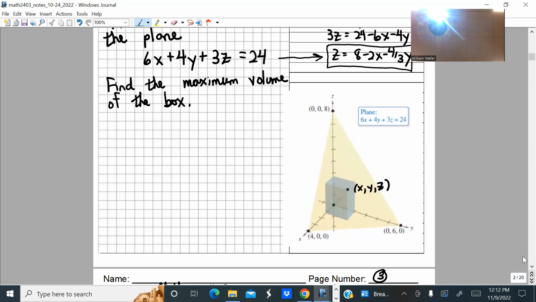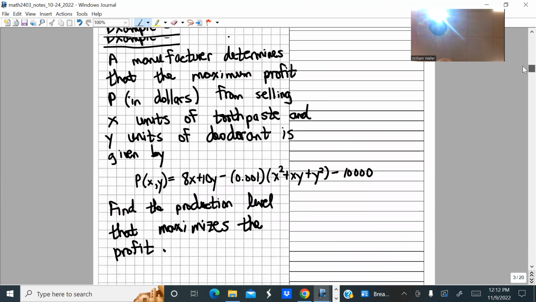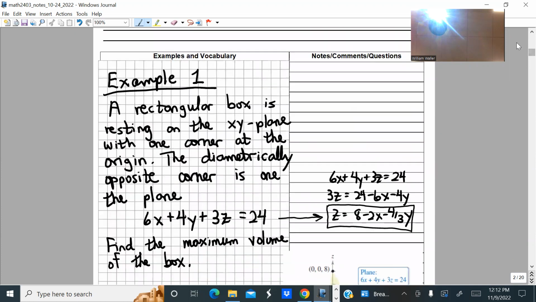And so, not what the question is. Maybe I erased it, but you can imagine what the question is. Can y'all think of what the question is going to be? Yeah, I did erase the question. Oh, no, it's there. Okay. Find the maximum volume of the box.